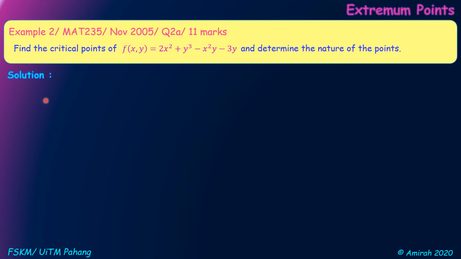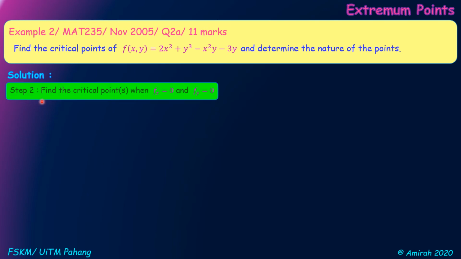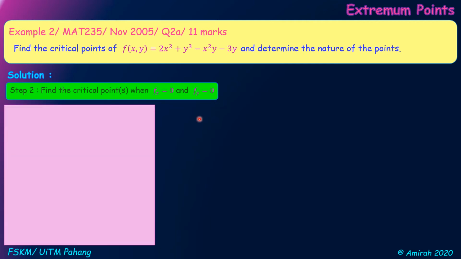After we find all the first and second partial derivative in step 1, we can continue with step 2. Step 2, find the critical points when fx equals to 0 and fy equals to 0. From the previous slide, we get fx equals to 4x minus 2xy. Then, when fx equals to 0, we equate 4x minus 2xy equals to 0. Then we can divide both sides by 2. Then we get 2x minus xy equals to 0. Then we name it as equation 1.